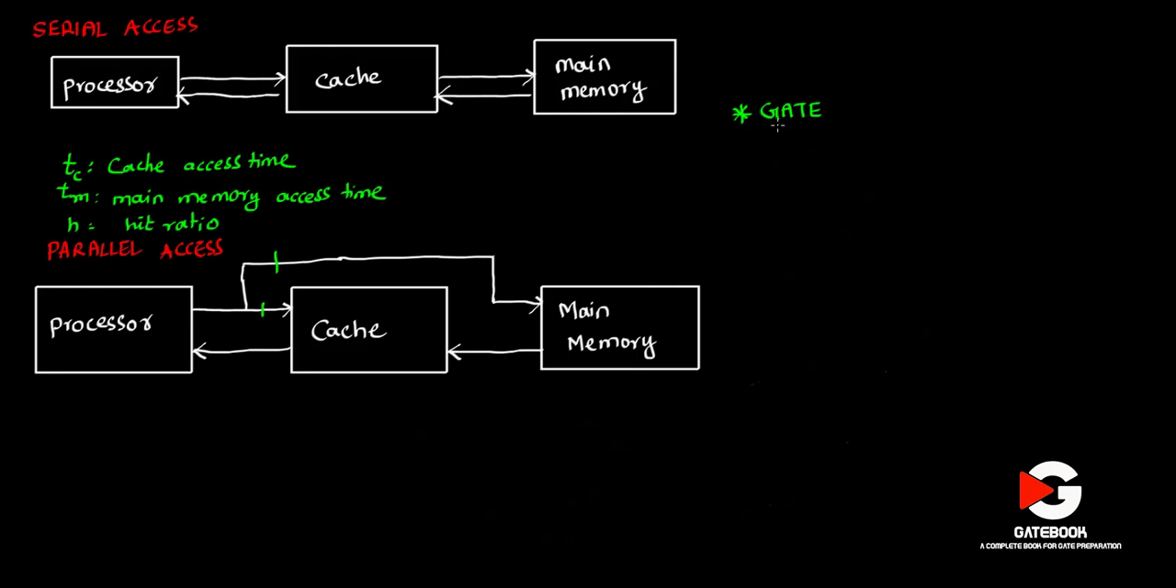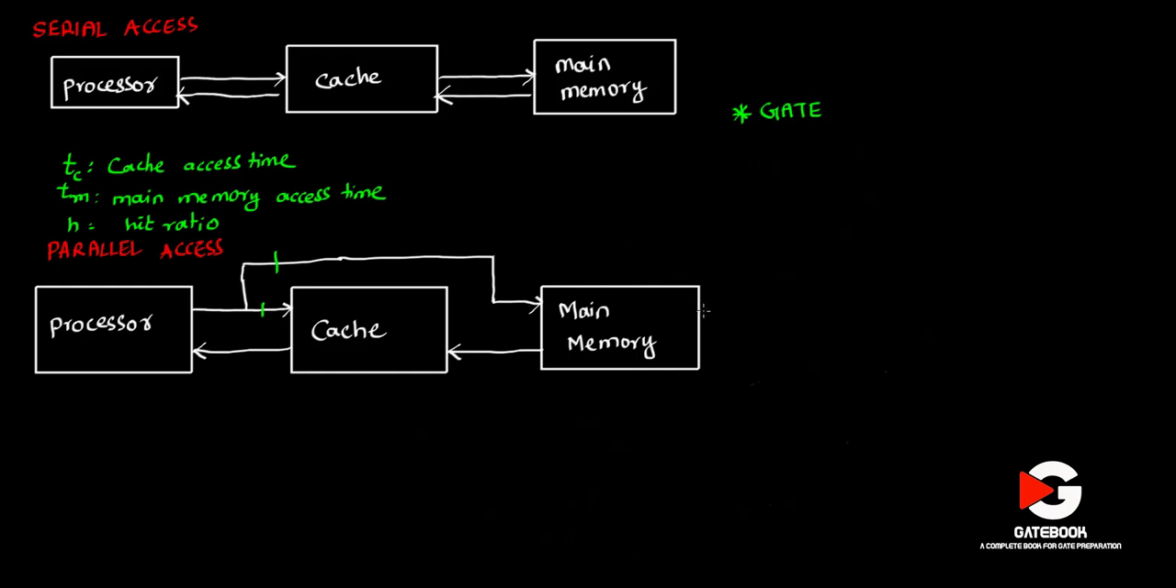To understand that, first you should understand which model is followed by the real world architectures: serial access or parallel access. To understand that, first you should understand the positives and negatives of these two models. What is the advantage of parallel access?